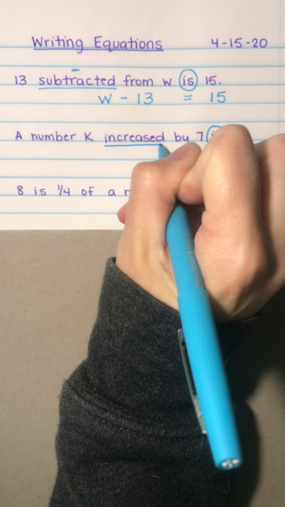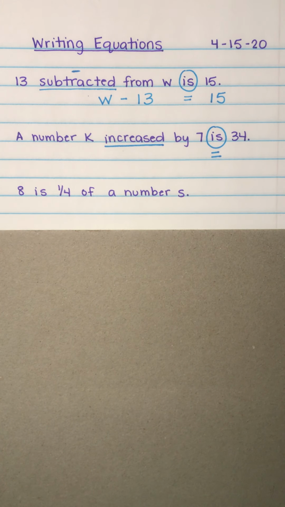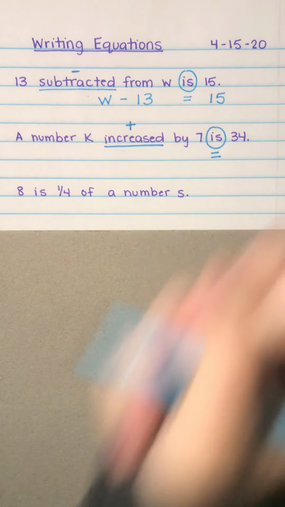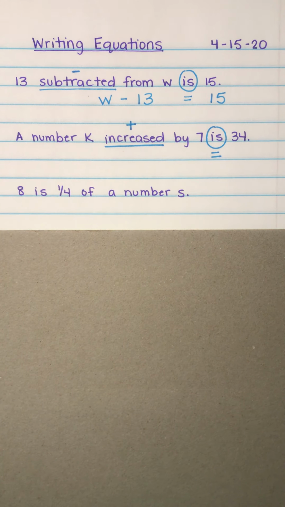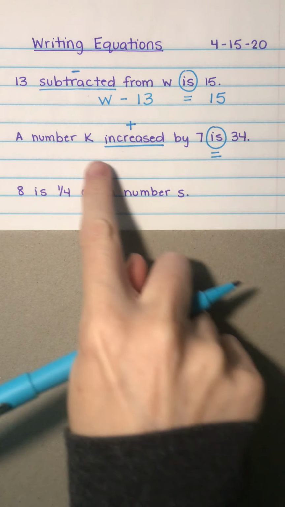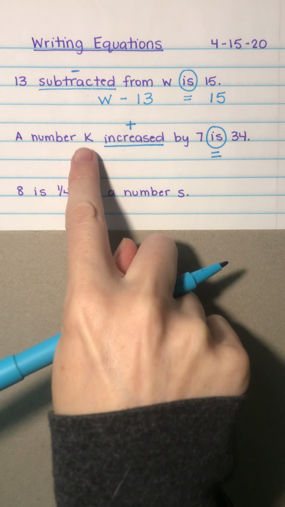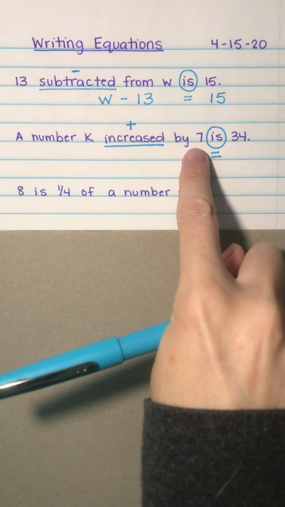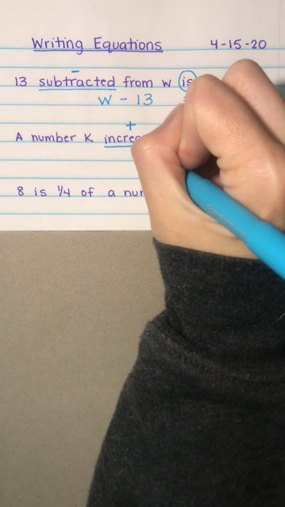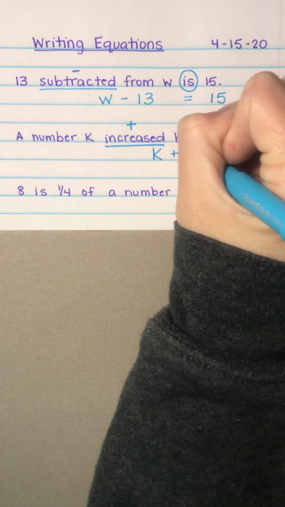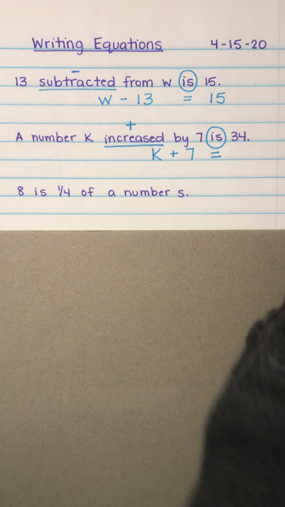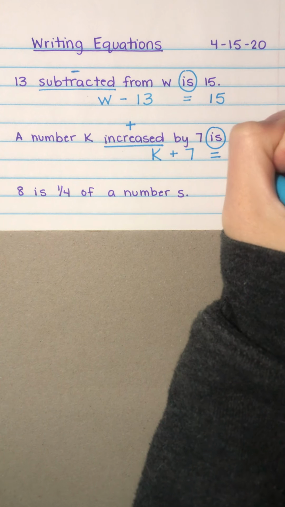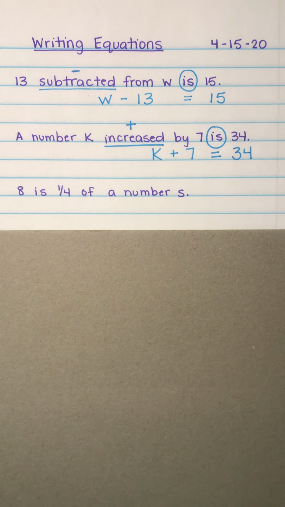Increased, hopefully, is the word that you're tuning into, and increased tells me to add. So that means I need to make an addition problem of some kind on this side, and I've got K and I'm increasing, which means adding 7. So I'm just going to write that down: K plus 7. Got my equal sign, and I just have a 34 on the other side. Got nothing else to do with it.